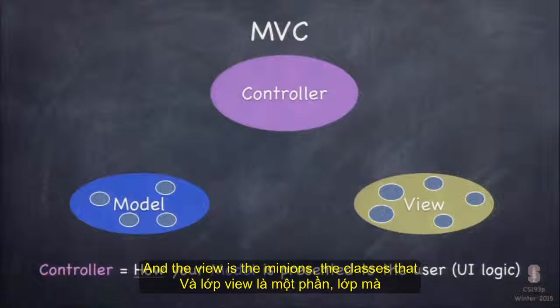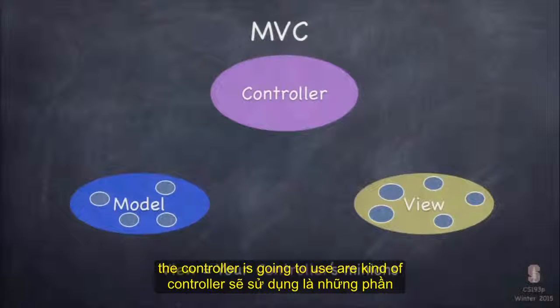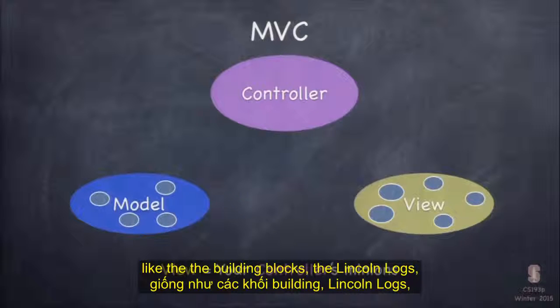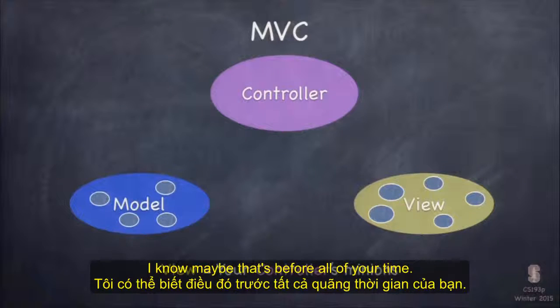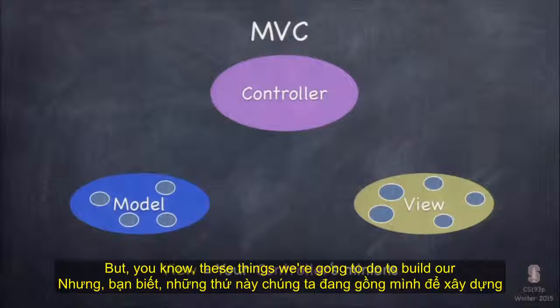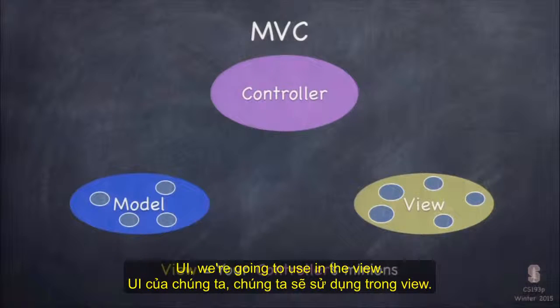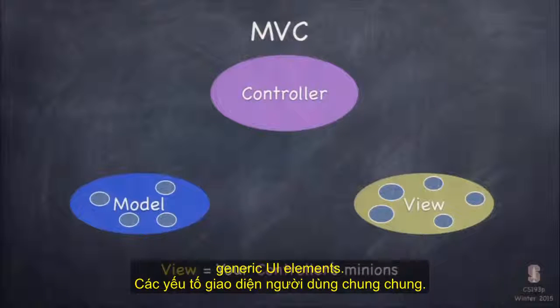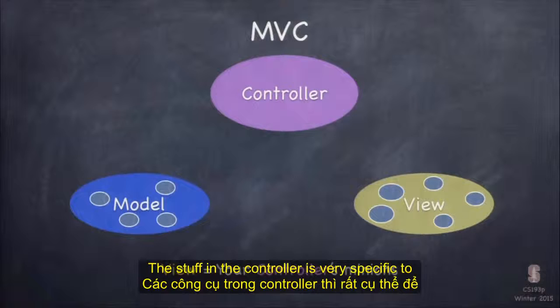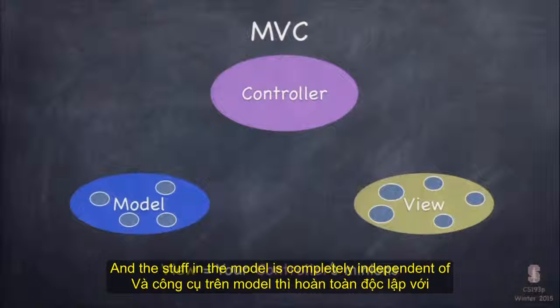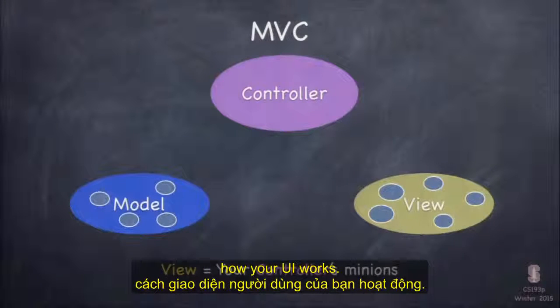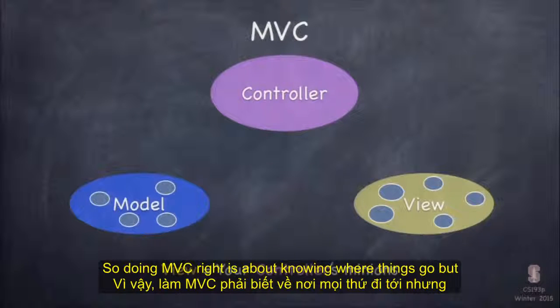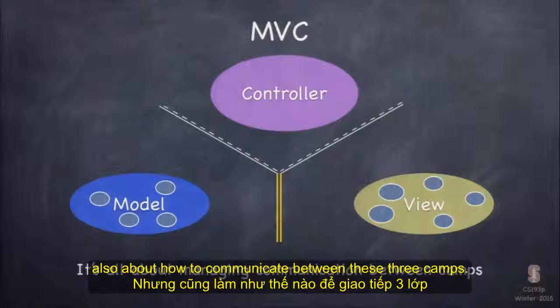And the view is the minions, the classes that the controller is going to use, kind of like the building blocks, the Lincoln Logs. I don't know, maybe that's before all of your time, but you know, the things we're going to do to build our UI, we're going to use in the view. So the stuff that's in the view is pretty generic, okay, generic UI elements. The stuff in the controller is very specific to how your UI works, and the stuff in the model is completely independent of how your UI works, okay? So doing MVC right is about knowing where things go, but also about how to communicate between these three camps.